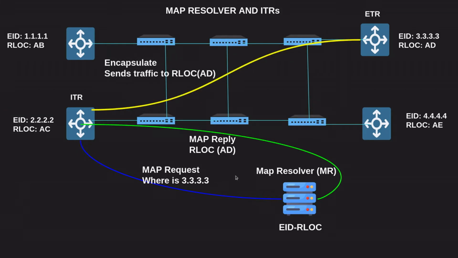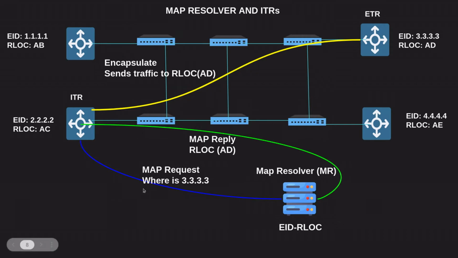So what's going to happen is that the ITR is going to encapsulate the data, put it on the underlay, and send it to the ETR over here. Like I said before, the ETR is a lot of times also the ITR. They have the same functionality in just one device. So it puts it on the underlay, encapsulates, and sends the traffic to RLOC AD, which is this one right here.